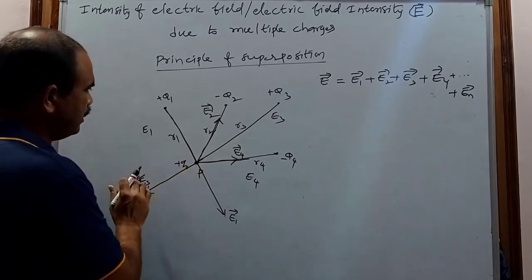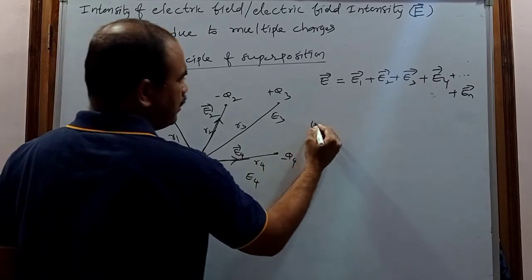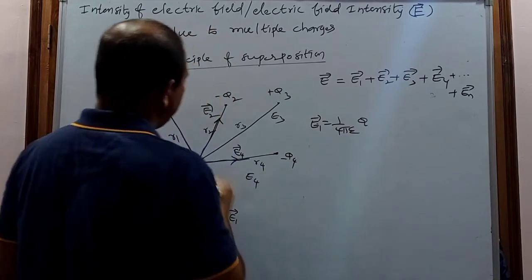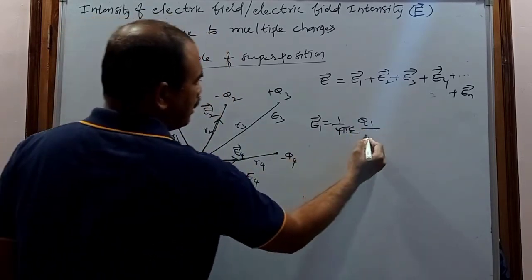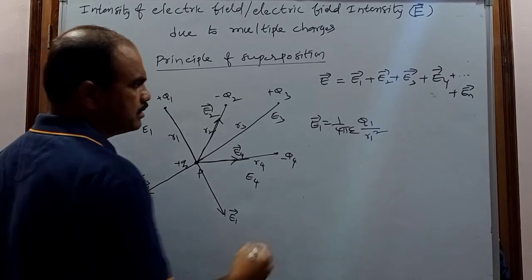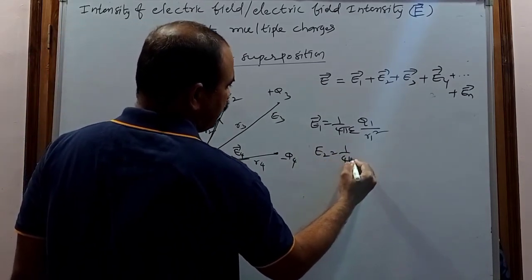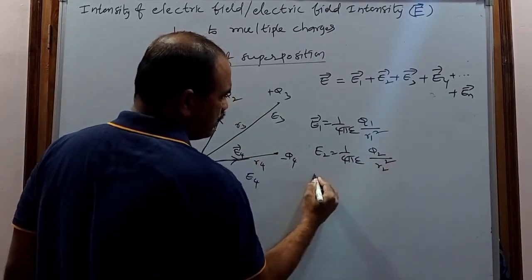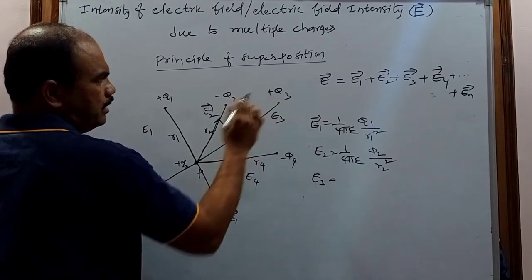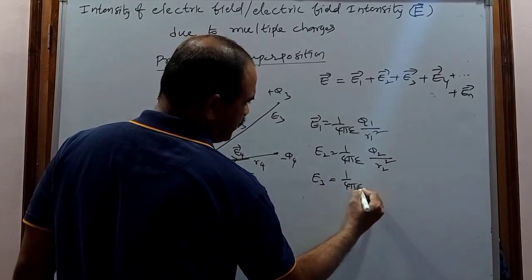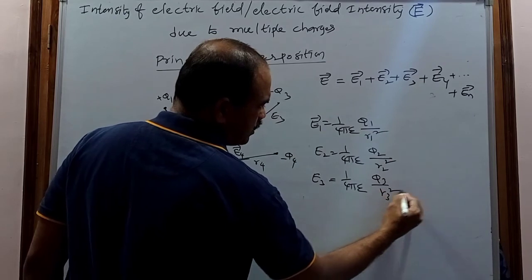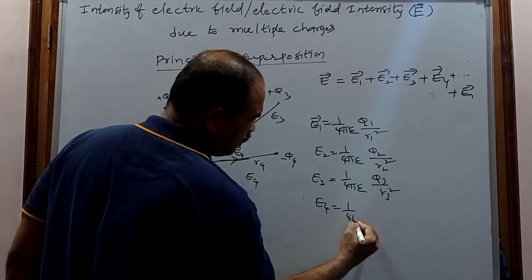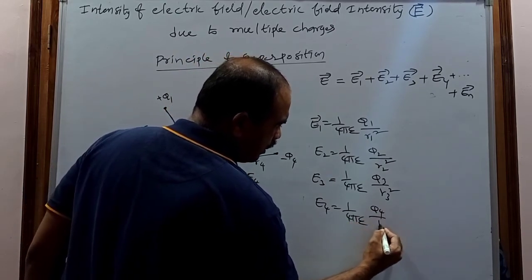What is the electric field intensity due to the Q1 charge? E1 bar is nothing but 1 by 4 pi epsilon, Q1 by, what is the distance here? R1 square. And what is E2? E2 is nothing but 1 by 4 pi epsilon, Q2 by distance square. What is the distance square here? R2 square. And what is the electric field intensity due to the Q3 charge? That is 1 by 4 pi epsilon, Q3 by R3 square. What is the electric field intensity due to the Q4 charge? That is E4 equal to 1 by 4 pi epsilon, Q4 by R4 square.